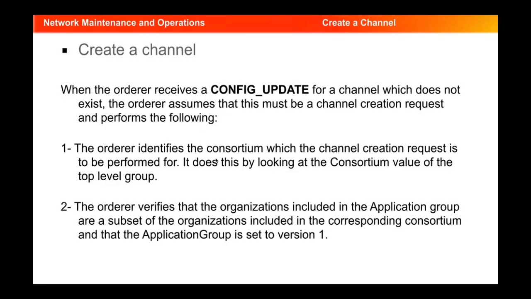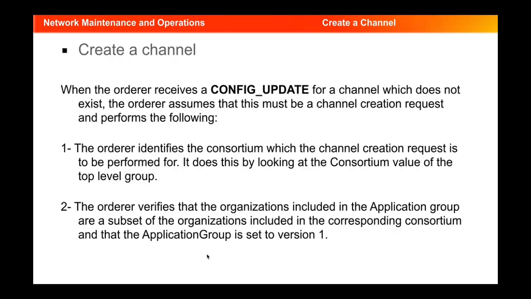Moving on to creating a channel. So, when the orderer receives a config update for a channel which does not exist, the orderer assumes that this must be a channel creation request and performs a set of activities. And these activities are listed here. So, the orderer first identifies the consortium which the channel creation request is to be performed for. So it does this by looking at the consortium value of the top level group.